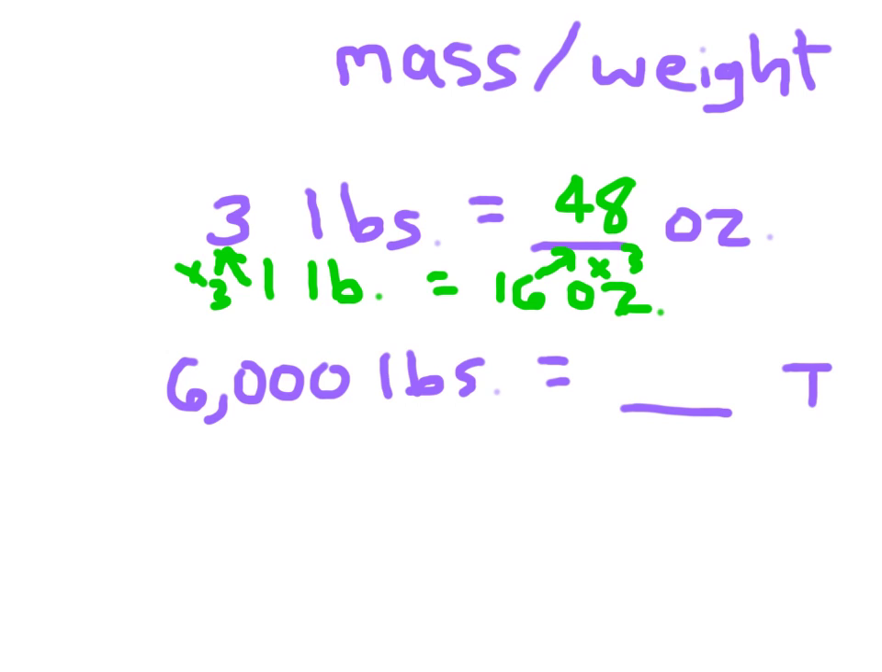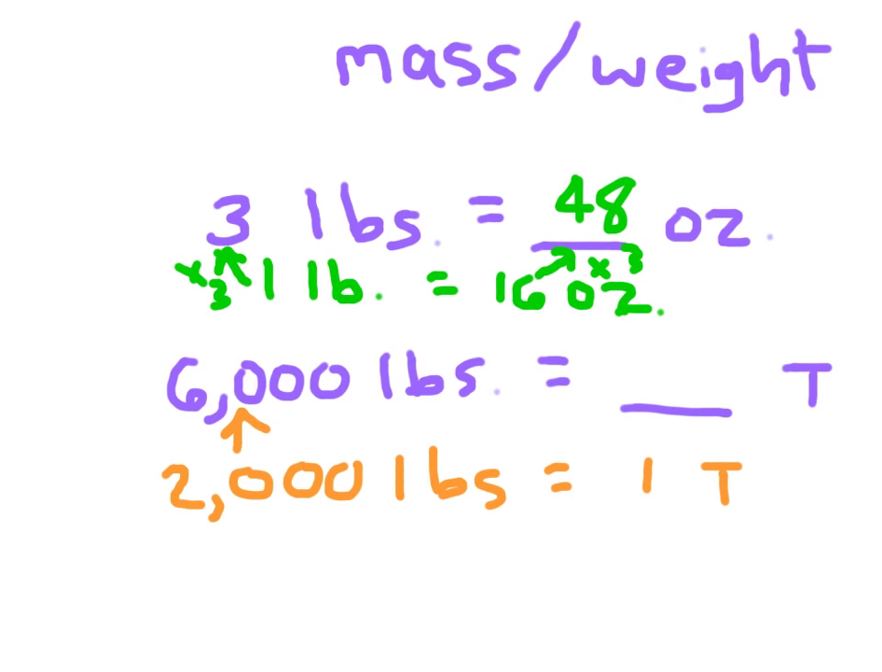The other problem shows 6,000 pounds equaling how many tons? We know that there are 2,000 pounds in 1 ton. So to get from 2,000 to 6,000, we multiply by 3. So 1 times 3 equals 3. 6,000 pounds equals 3 tons.